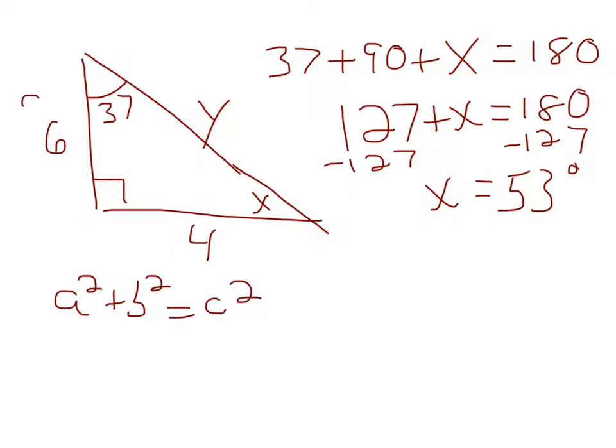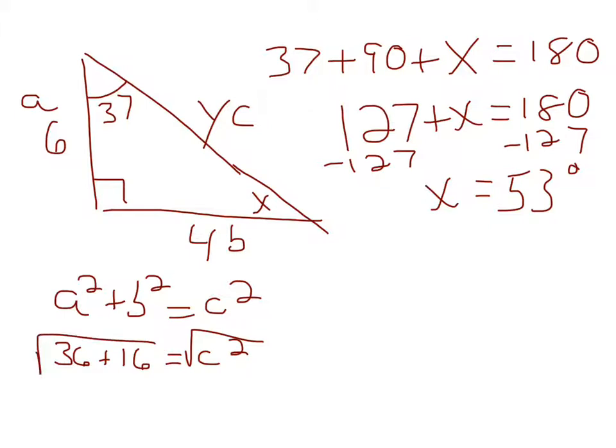In this case, I've kind of said that A is 6, B is 4, and therefore y is c, the side we're looking for. So we can write this out as 6 squared, which is 36, plus 4 squared, which is 16, has to equal c squared. To solve this, we're going to take the square root on both sides. 36 plus 16 is 52.